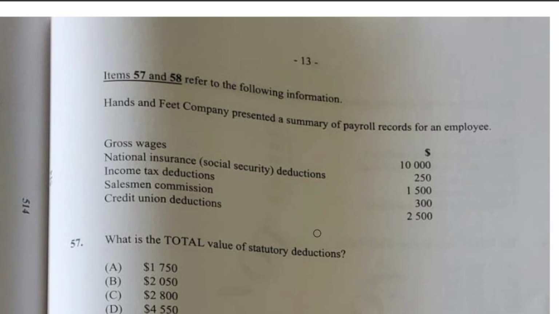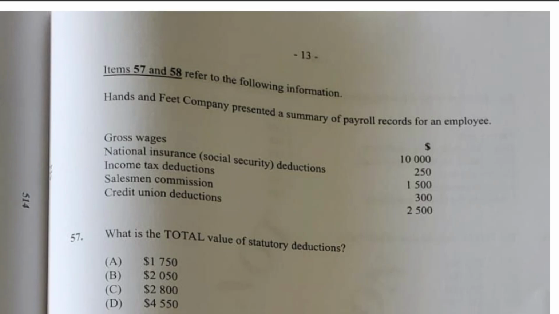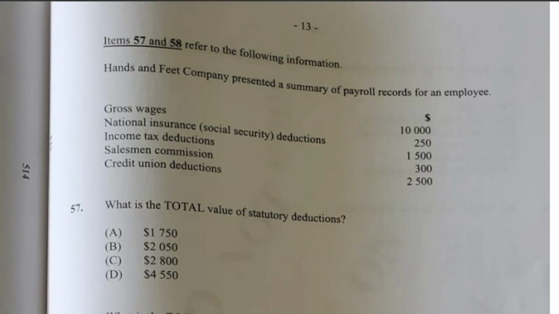Alright, items 57 and 58 will be based on the information here. What is the total value of statutory deductions? In terms of preparing a pay slip, you have two types of deductions: statutory deductions and voluntary deductions. Statutory deductions are mandated by law, which means you have to pay them. Voluntary deductions are made on your behalf. Anyway, let's look at the information provided here.